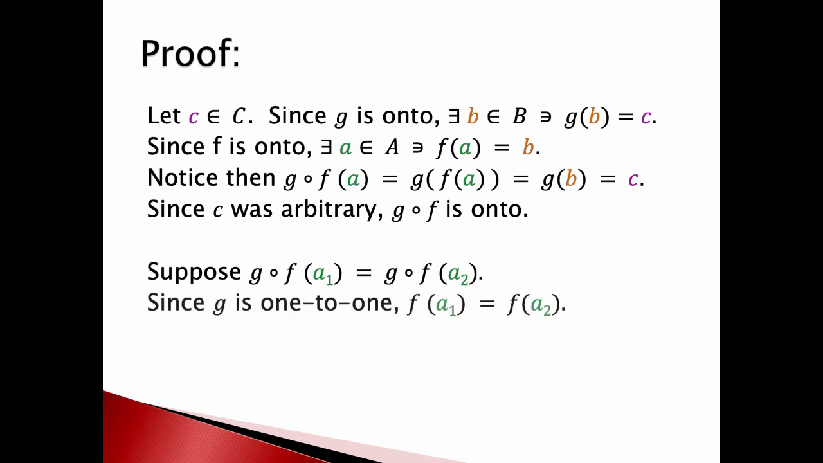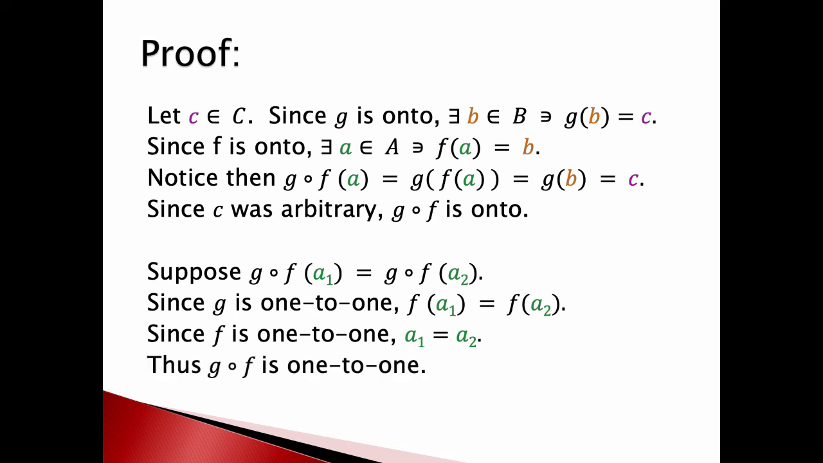Okay, but g is one-to-one. So g of f of a1, we're assuming, equals g of f of a2. So I've plugged two things into g, and they were equal to each other, so the original things I'm plugging in had to be equal to each other. In other words, f of a1 had to be equal to f of a2. And f is one-to-one, so the definition of one-to-one for f says that a1 and a2 have to be equal to each other. That means that the composition is one-to-one. So those two things together tell us that the composition was bijective.